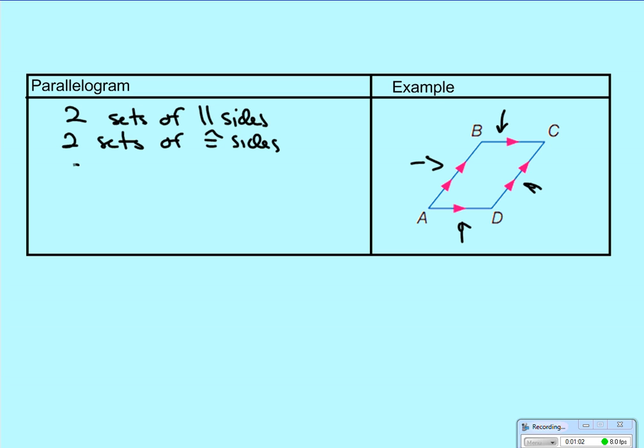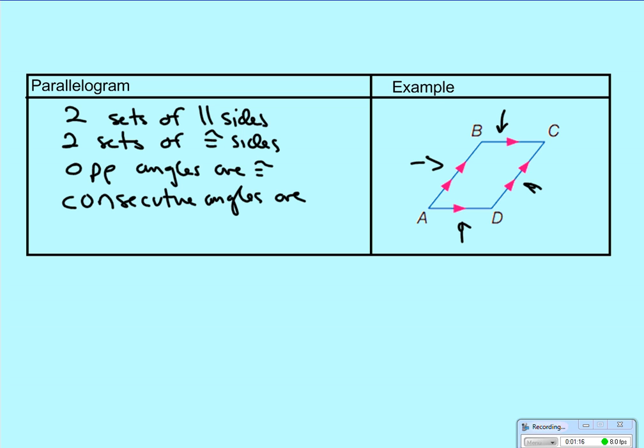All right, so here's the other thing. Opposite angles are congruent. Consecutive angles are supplementary. So here's kind of what that means. Opposite angles are congruent. That means angle D is congruent to angle B. Those are considered opposite. Angle A is congruent to angle C. Those are considered opposite.